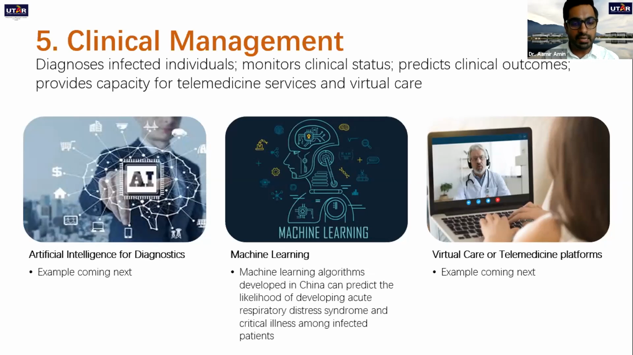But in terms of machine learning, in China again, machine learning algorithms developed in China can predict the likelihood of developing acute respiratory distress syndrome, ARDS, and critical illness among infected patients. So again, this machine learning is collecting a lot of data, and it's trying to develop an understanding of whether somebody has a normal respiratory issue or somebody has COVID-19.